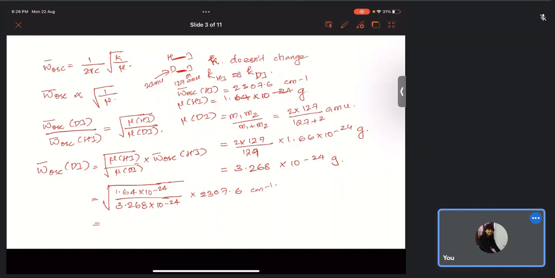So let's do the calculation. This is root of 1.64 divided by 3.268. That's 0.7084 into 2307.6 centimeter inverse. So this is going to be 1634.7 centimeter inverse.